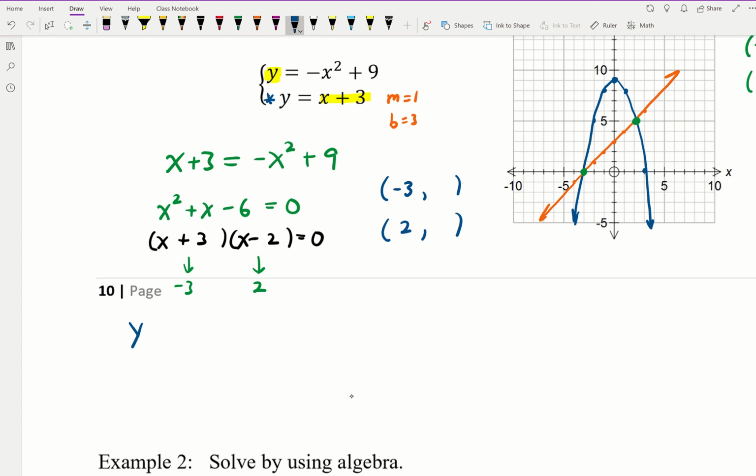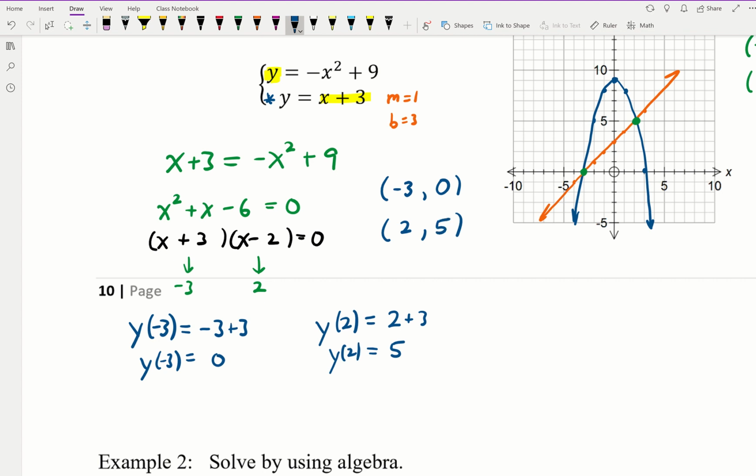So if x is -3, then I'm going to write this as y of -3 becomes -3 plus 3, which is 0. So y of -3 is 0. That corresponds with -3, 0 as my coordinate. Whereas if x is 2, when I plug in 2, it's 2 plus 3. That gives me 5. So y of 2 is 5, which gives us the coordinate 2, 5.